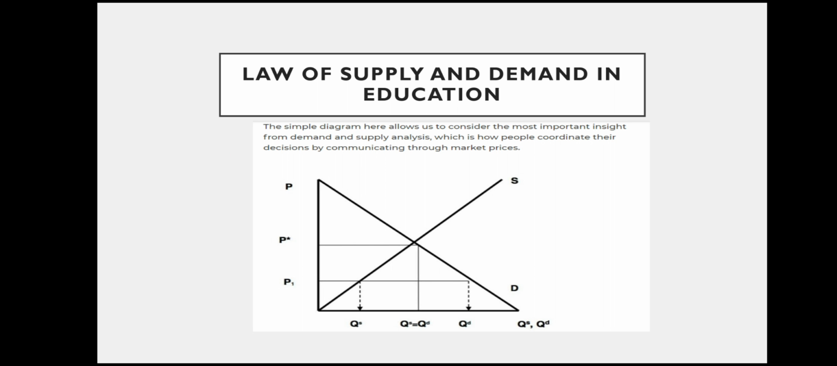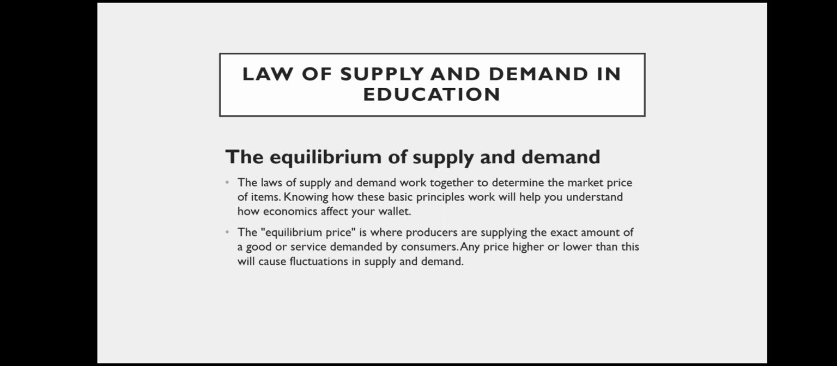So we have the diagram here. The diagram shows the insight from the demand and supply analysis, which is how people coordinate their decisions by communicating through the market price. So we have here the explanation for that in terms of the equilibrium of supply and demand. It says that supply and demand work together to determine the market price of an item. Knowing how these basic principles work helps us understand the economic effects.